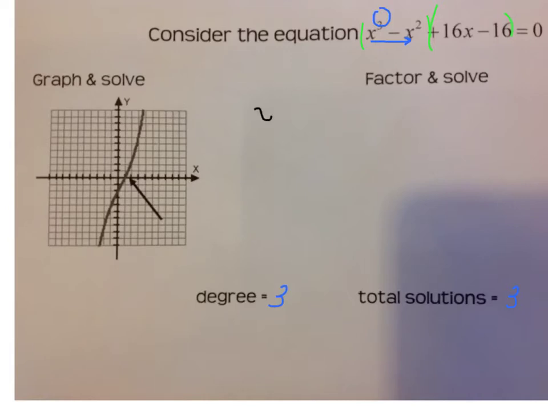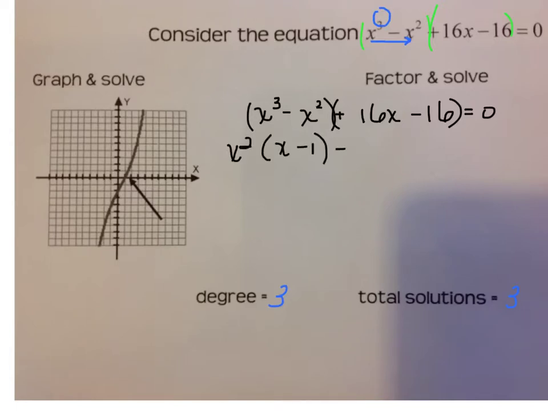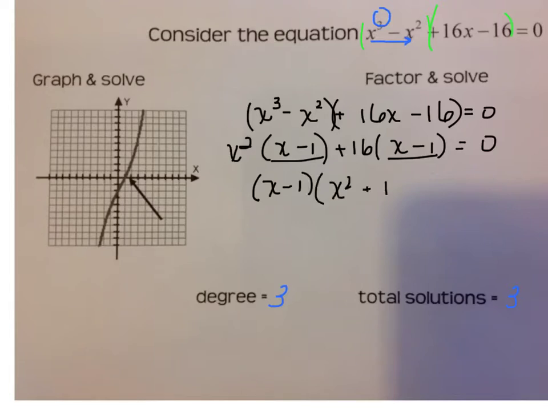And if I look closely, it does look like this might group. So we're going to try to do that. So I'm going to take an x squared out of that first group. I'm going to take a 16 out of that second group. It does group because these match, so my first factor would be this, and my second factor would be what's left. This, obviously, the solution is going to be 1, which is what it looks like right here. That looks like 1.